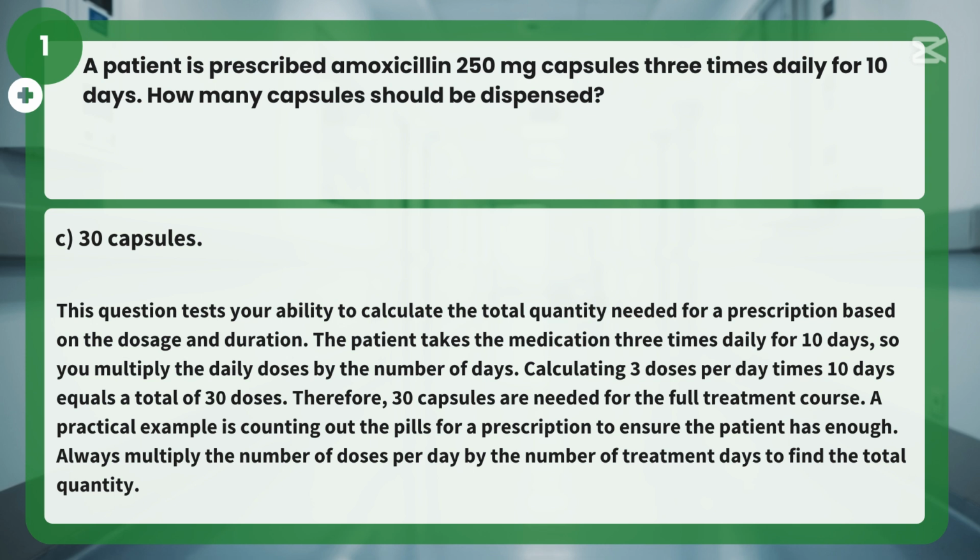A practical example is counting out the pills for a prescription to ensure the patient has enough. Always multiply the number of doses per day by the number of treatment days to find the total quantity.